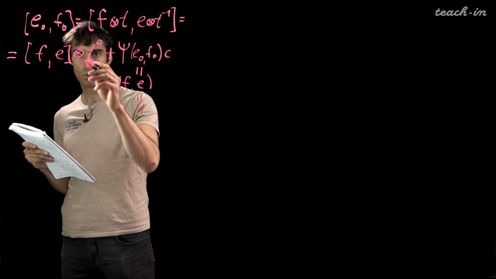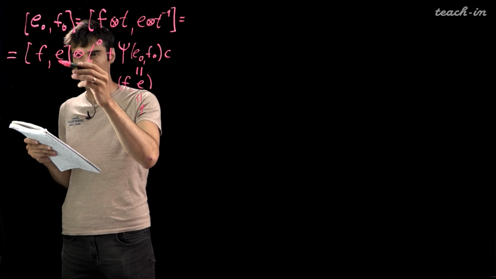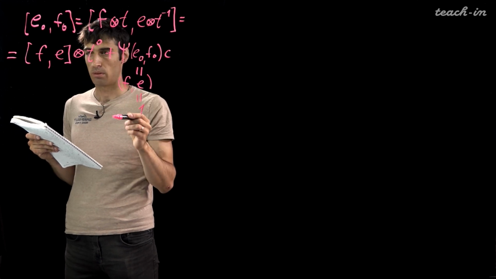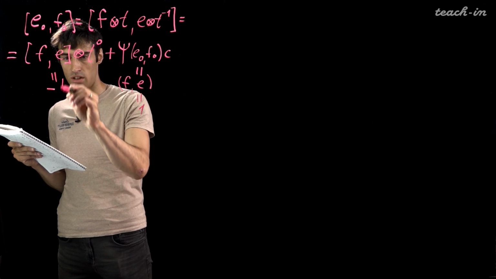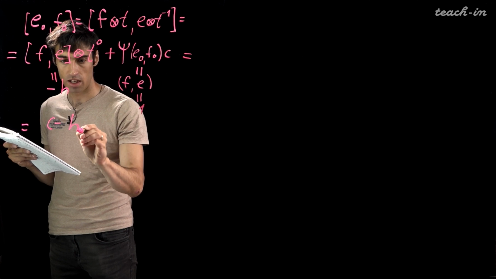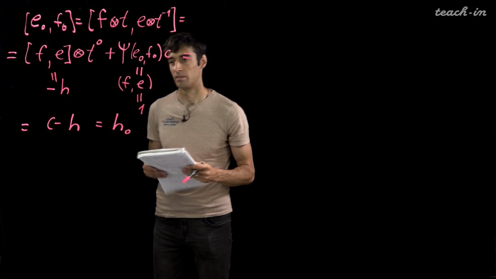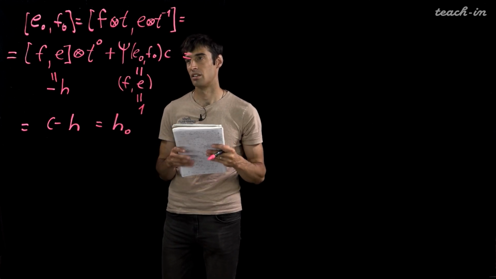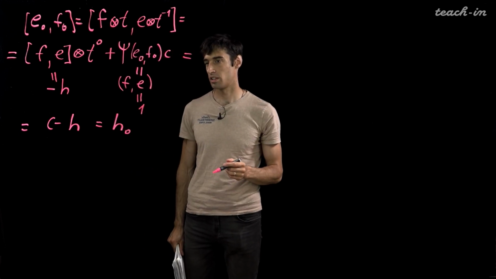What is this? So we agreed that tensor T0 is just, by abuse of notation, F with E. And F with E gives me negative H. So what I get is C minus H. And this is exactly our definition of H0. Okay, so we got one of the relations.